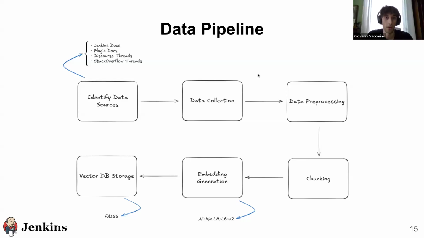And finally, once we have the embeddings, in order to perform the semantic search and to store them, we are going to use a vector database. And in our case, we chose FAISS. This way, we have a retriever where, given a query, we can extract the most relevant chunks of documents that we got from the documentations or the threads. Next slide.